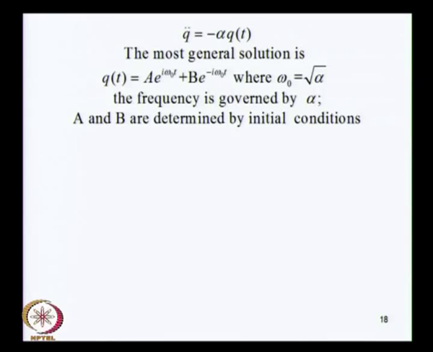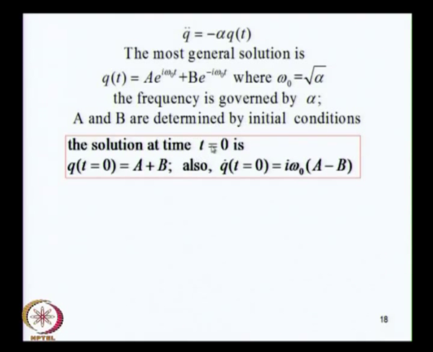We have to determine A and B by initial conditions. The frequency nu, or 2 pi nu, which is omega 0, is determined by whatever this proportionality is between acceleration and the position, and this is what determines the frequency. So, if you put t equal to 0, e to the power 0 will give you 1, same here, and q at t equal to 0 will give you A plus B, right. So, q at t equal to 0 is A plus B, and q dot will give you i omega 0 times A minus B, because the exponential function is the easiest one to differentiate.